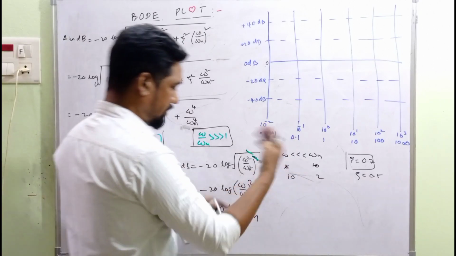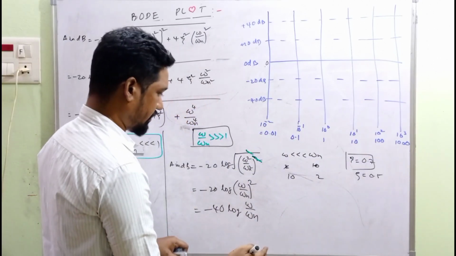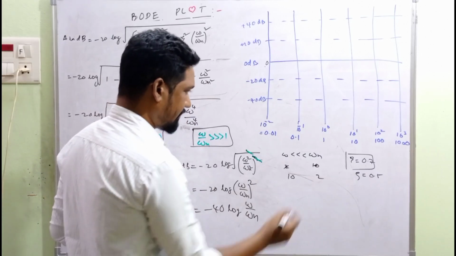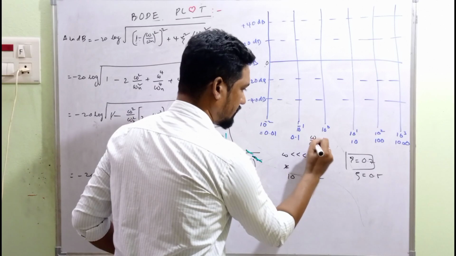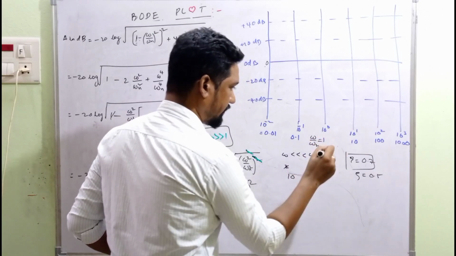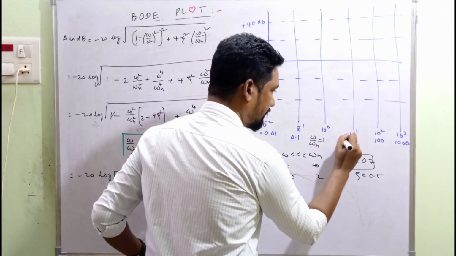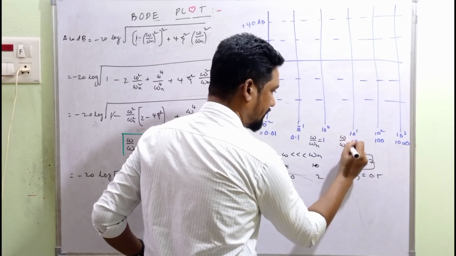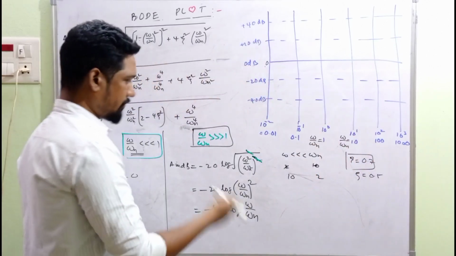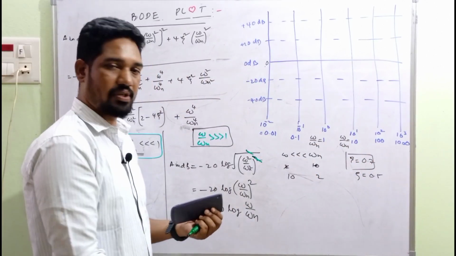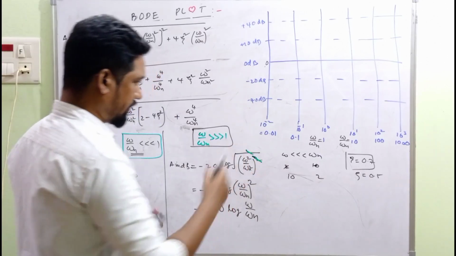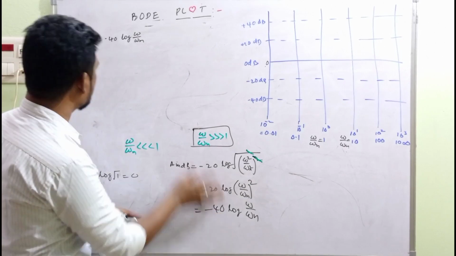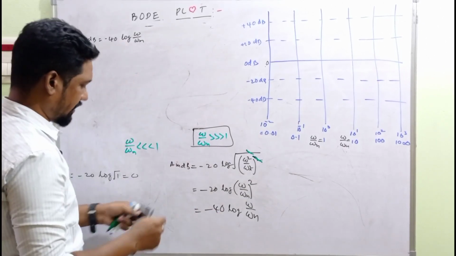Now let's arrange the scale according to this one. Let us have omega by omega n equal to 1, and omega by omega n equal to 10, and that will be enough to evaluate what's the slope contribution and what's the corner frequency of this one, right? So guys, make a note please. I have rewritten this over here for convenience again, right?